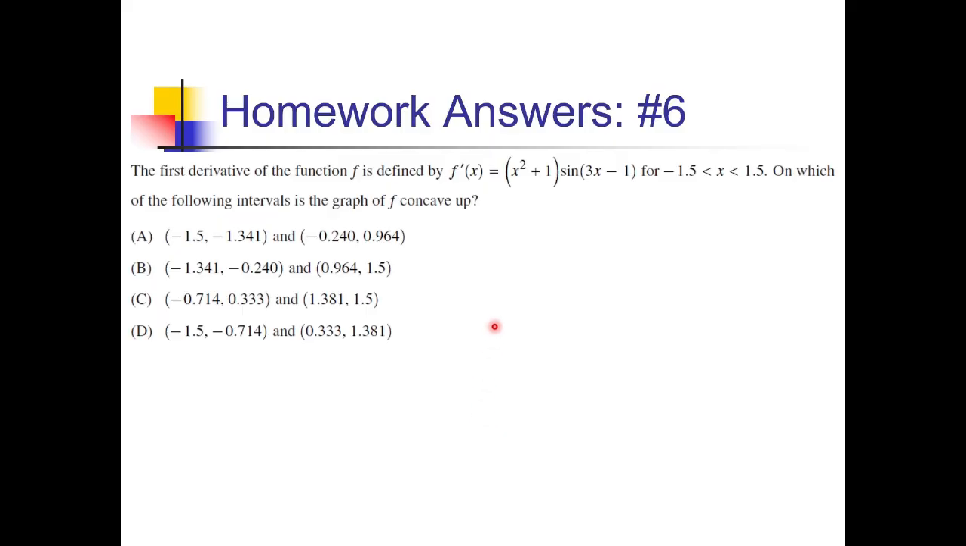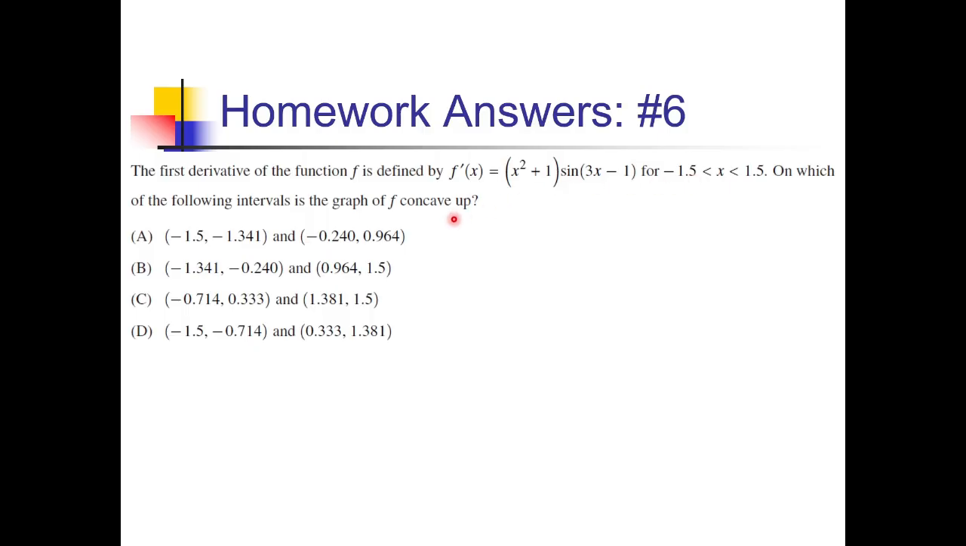On this problem, we are given the first derivative of a function f. It's this f prime, and it's the product of a quadratic and some weird sine function. And this is on the interval from negative to positive 1.5. We want to know where the graph of f is concave up on this same interval.